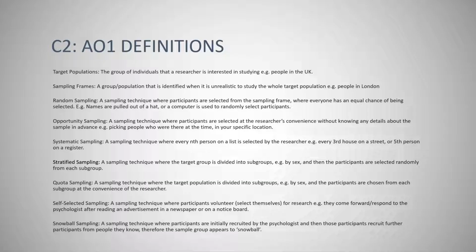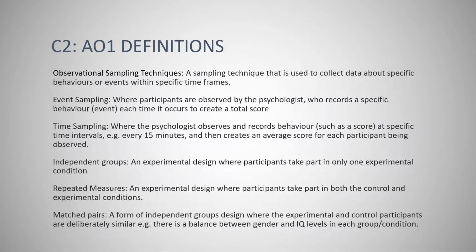Snowball sampling is a sampling technique where participants are initially recruited by the psychologist, and then those participants recruit further participants from people they know. Therefore, the sample group appears to snowball. If you look at the imagery, when a snowball is rolling down snow, it picks up mass and snow sticks to it, so it gets bigger over time. That's essentially the mentality behind the phrasing.